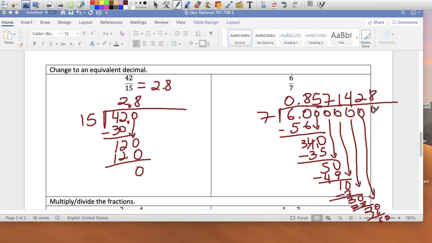So again, now it's going to be 8, 5, 7, 1, 4, 2. And that's going to repeat. So the bar notation goes like this. 0.857142, bar notation.